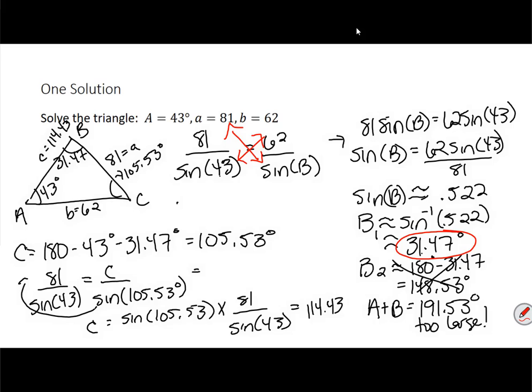And with that, my triangle is solved. So I'm going to box in all my answers so y'all see exactly what we found.